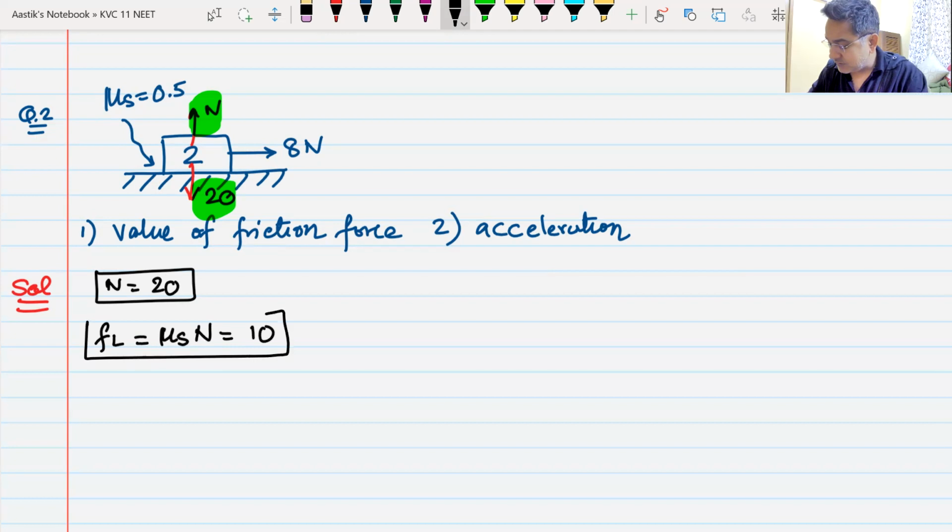Now answer, is the body going to move? That question was not asked, but we have to ask ourselves, is the body going to move? No. The body cannot move because limiting friction is coming as 10 newtons, but the force applied is only 8 newtons. So the body cannot move. Do you understand this? If the body cannot move, then what is the acceleration of the body?